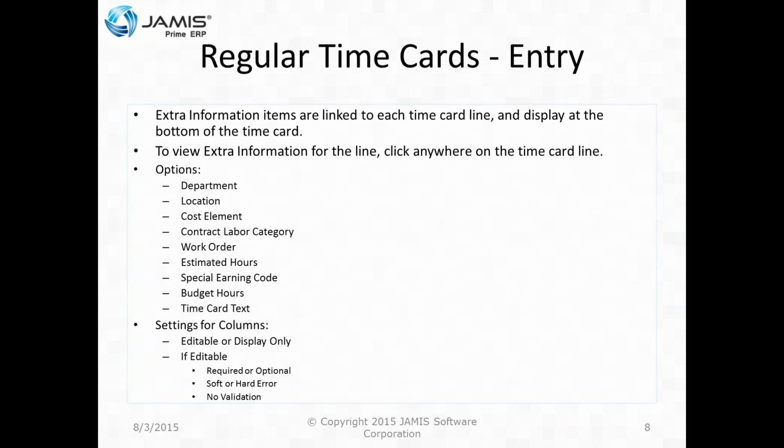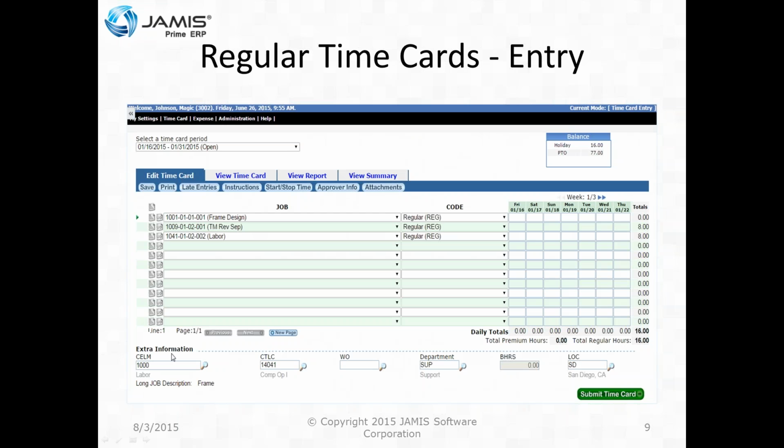Okay, there's also extra information items at the bottom of your time card that are displayed, and depending on what Dawson has decided to use, you might see things like department or location or a cost element, a labor category, budgeted hours, that type of thing. And so if we take a look here, you see on this particular time card, when the cursor is pointed to this line, and this particular job is 1001.1.1.001, it's showing that it's cost element 1000.